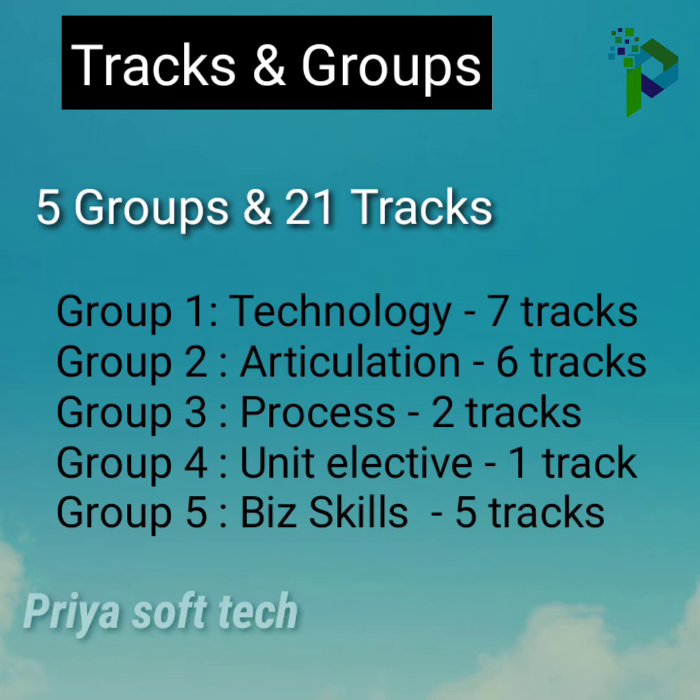In articulation, it contains 6 tracks. In process, it contains 2 tracks. In unit elective, it contains 1 track. It is based on your projects or the technology you are currently working on. In business skills, it contains 5 tracks.